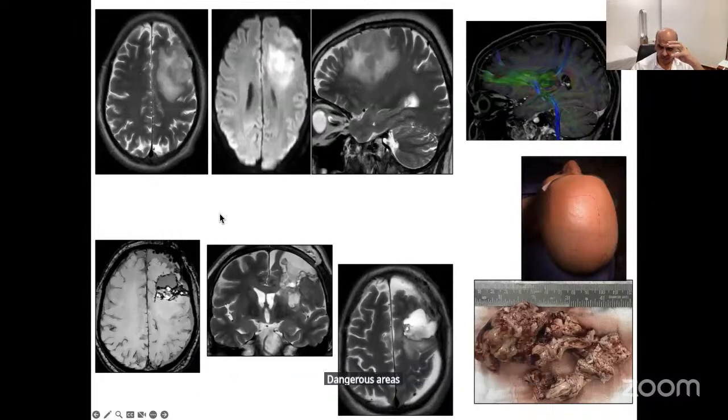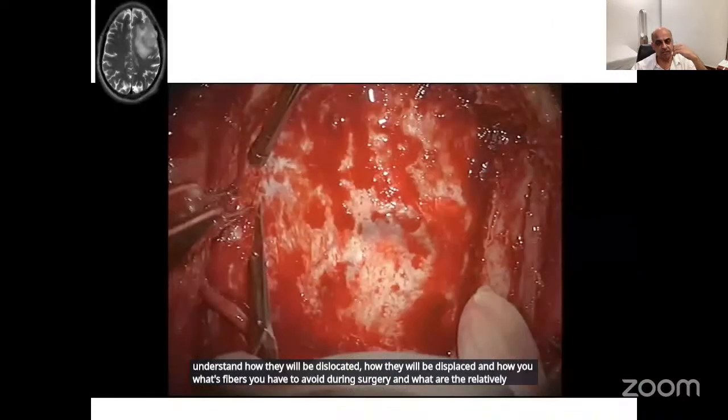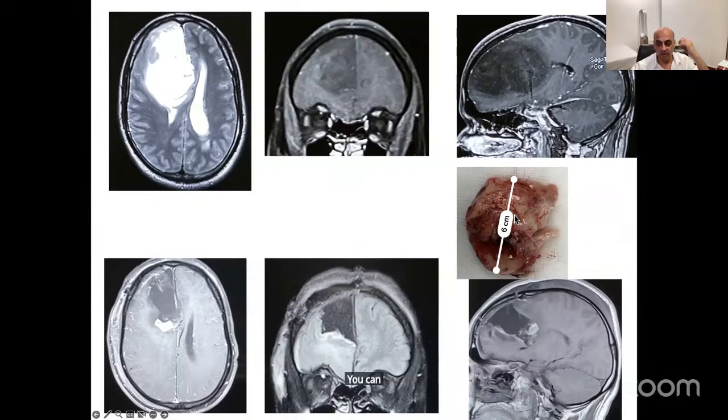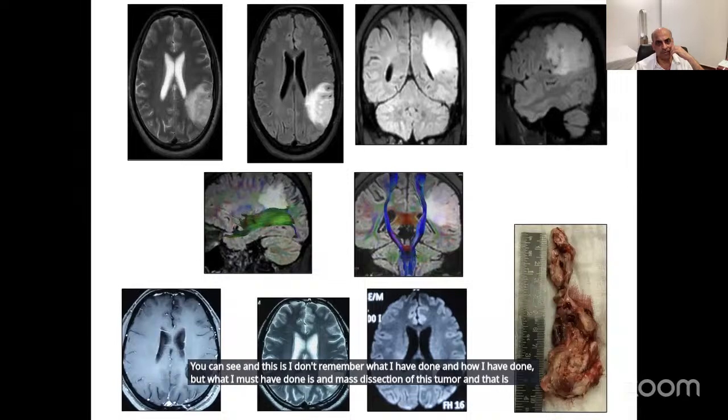But you have to understand white fibers. You have to understand how they will be dislocated, how they will be displaced, and what fibers you have to avoid during surgery, and what are the relatively dangerous areas of surgery, and then you have to go and remove this tumor. This is another big tumor you can see, and I don't remember what I have done and how I have done, but what I must have done is en masse resection of this tumor, and that is the norm in my operation theater now.